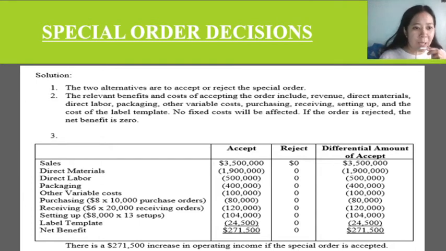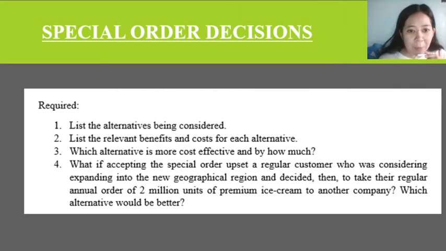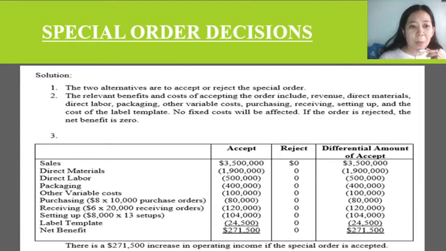For number 3, the requirement is what alternative is more cost effective and by how much? We will use this analysis. If the company accepts the special order, they will have a differential amount in sales of 3,500. Next, we consider the direct materials, direct labor, packaging, and other variable costs. The net benefit for the company if they accept the order is $271,500. If they reject it, zero.